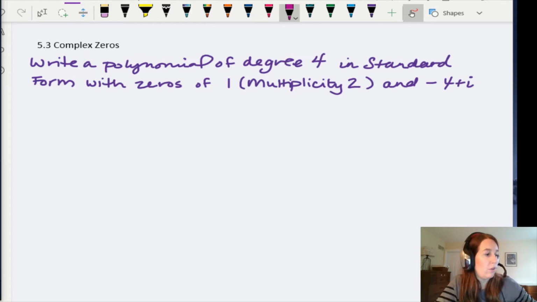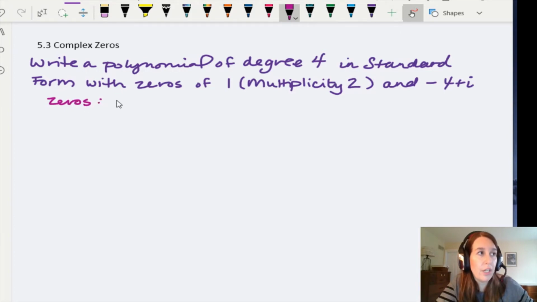Okay, so remember that the first thing we want to do is take that information and find all the zeros. So our zeros that are given are 1, which of course occurs twice, and negative 4 plus i. Now remember that our conjugate pairs theorem tells us that we will also have negative 4 minus i.